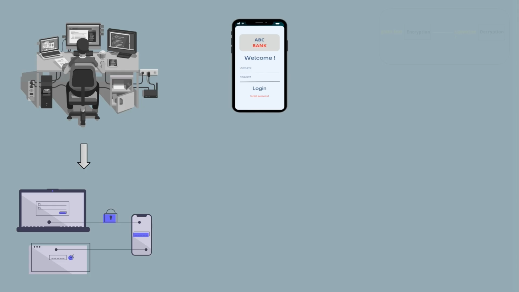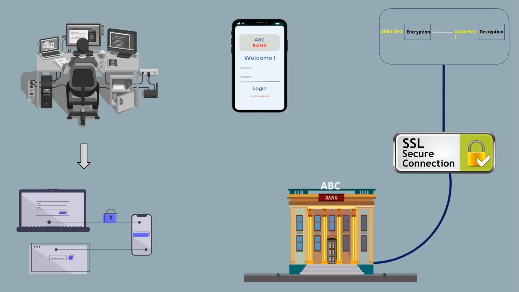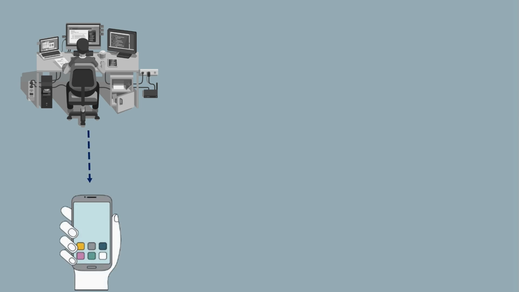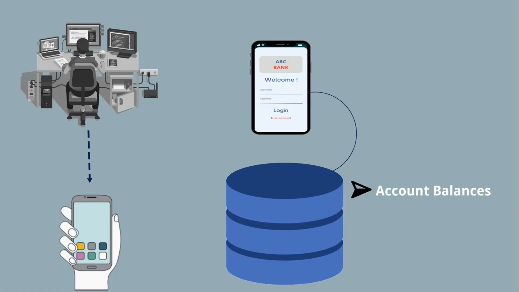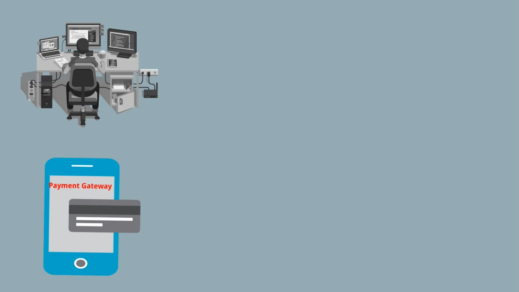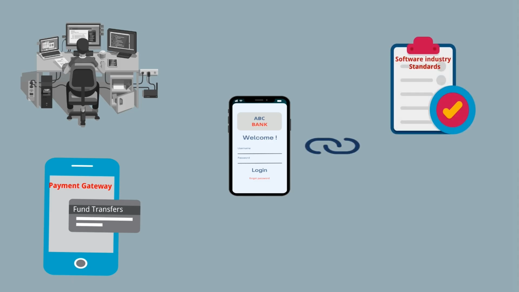They implement encryption protocols and establish secure connections with the bank servers to safeguard sensitive information. They then focus on developing the core functionalities of the mobile banking application, such as displaying account balances, transaction histories, and e-statements, as well as integrating secure payment gateways for fund transfers. They ensure that the application adheres to industry standards and best practices to mitigate security risks.